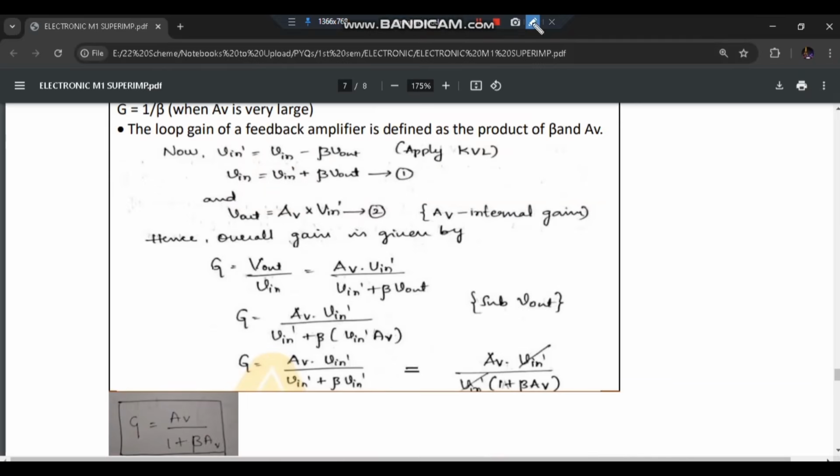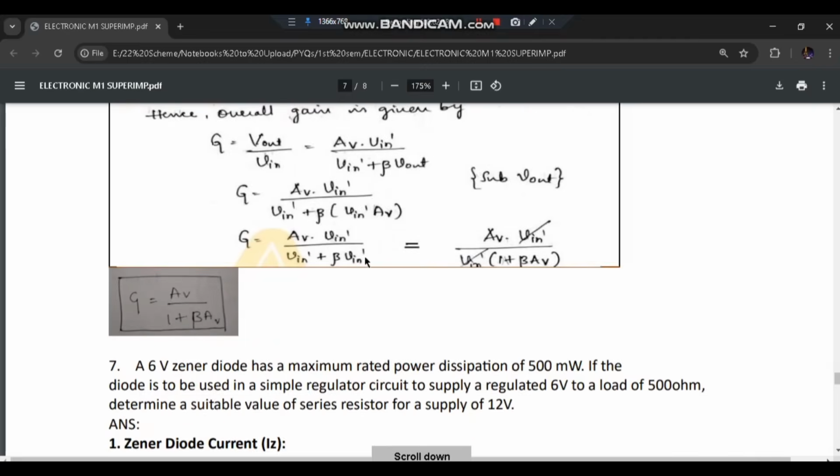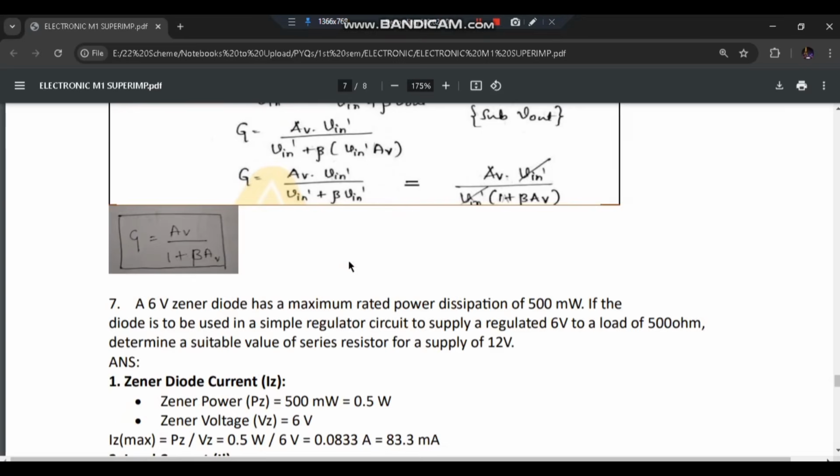Now this is the formula. First is V in dash, and by that we calculate the V in value. The V out value is AV into V in dash. AV is the internal gain. Now the overall gain will be V out by V in. We substitute both these formulas and simplify, so you get AV by 1 plus B into AV. That is the gain formula. That is the final thing you need to write for this question.